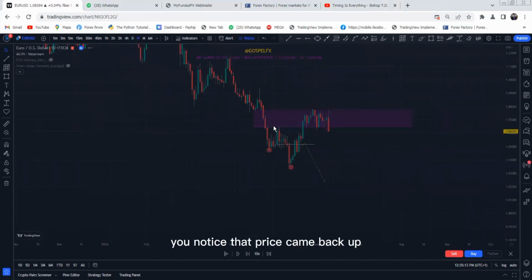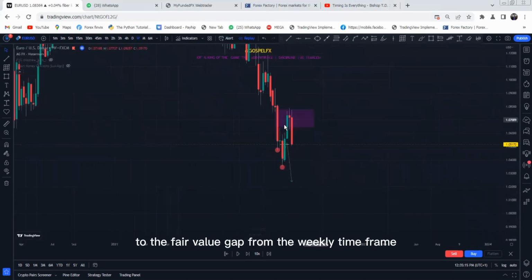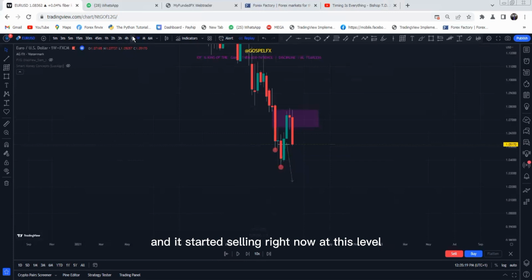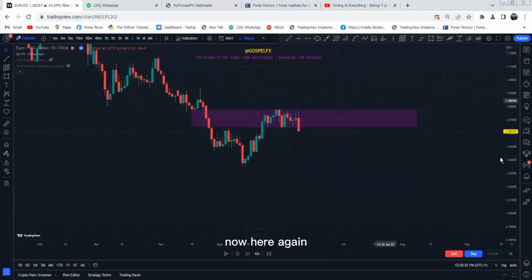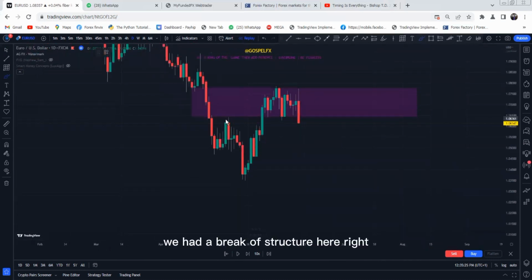Now, at this point, you notice that price came back up to the fair value gap from the weekly time frame and it started selling, right? Now, at this level, let's go back again to the daily time frame. There is something very important here. Here again, you will think that, all right, we had a break of structure here. This is a break of structure to be bullish.